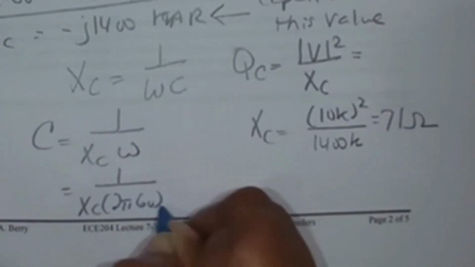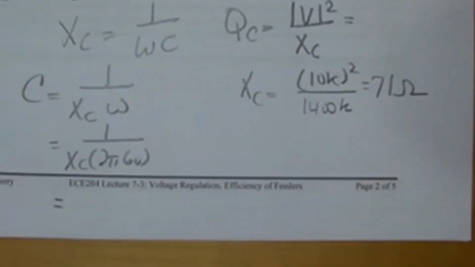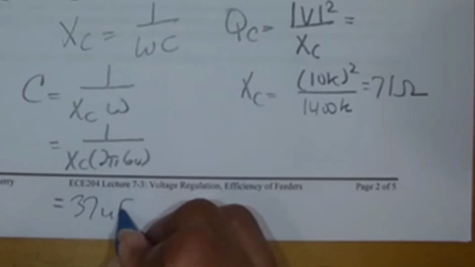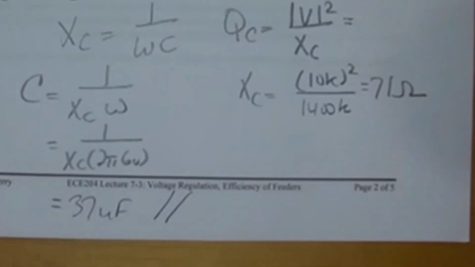And then you stick 71 ohms in here to find the capacitor. So the capacitor equals 1 over XC times omega, or 1 over XC times 2 pi 60, which is 37 microfarads. And believe it or not, that's the end of the problem. Good Lord Almighty. Okay.